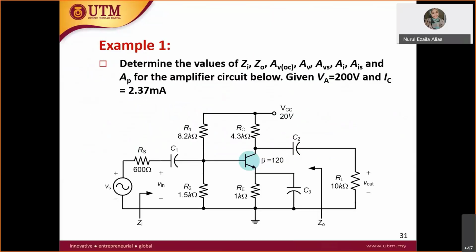Okay, so determine the values for Z in, Z out, AVOC, AV, AVS, I in, IS, and AP, given VA equal to 200 volt. And in this question, given also the IC. But in the test later, test 2, you will have to do the derivation all the way from the DC analysis to get the RC, as well as the AC analysis. But this one I have to shorten the time. If you do the analysis of this circuit, you will get IC equal to 2.37 milli. So let's do the first step together.